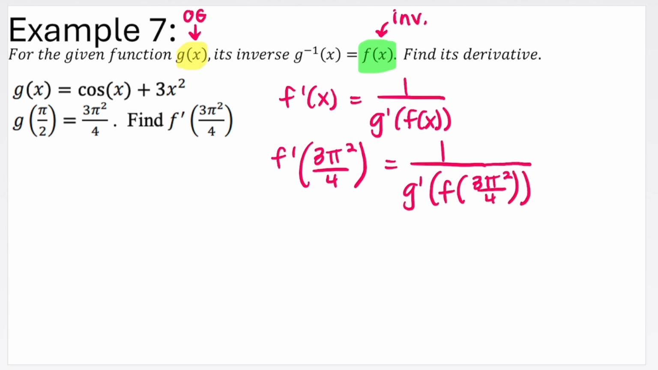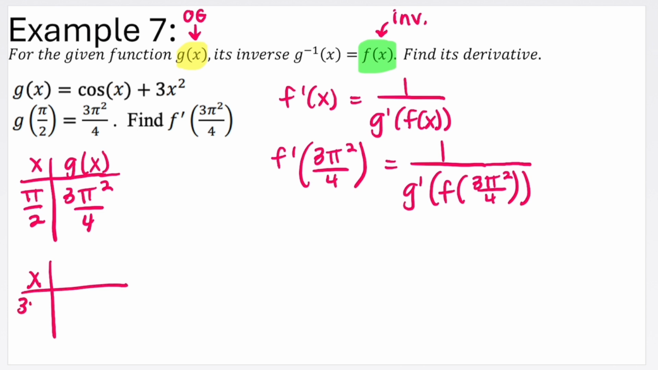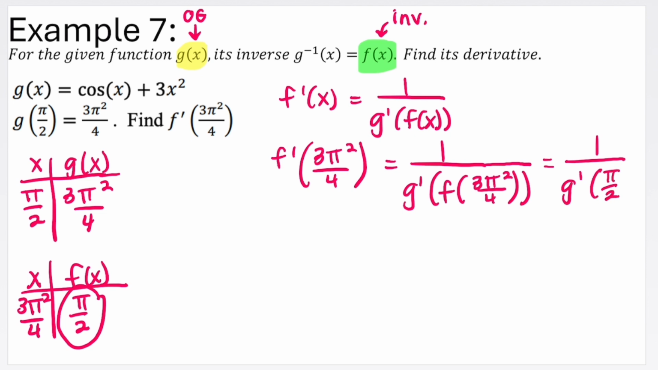All right, now I know that when I put pi over 2 in for x, I get out 3 pi squared over 4, which means in f, if I put in 3 pi squared over 4, I get out pi over 2 for f of x. So f of 3 pi squared over 4 is just going to be pi over 2. So actually, I'm going to be just trying to find 1 over g prime of pi over 2. And that's what I'm going to use this function for.